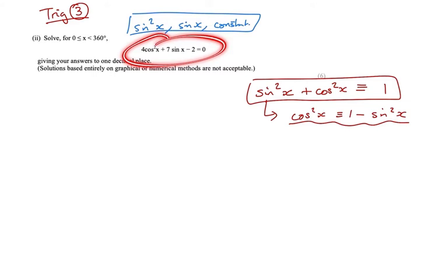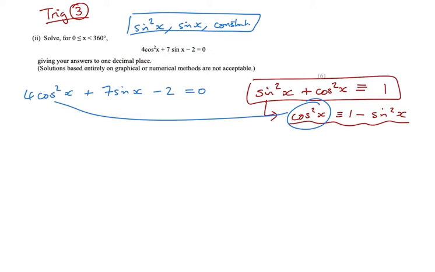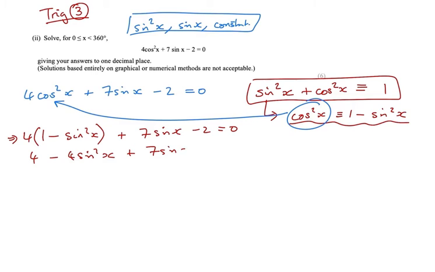So going back to my equation, we're going to make the substitution. I'm going to substitute in this cos squared x using my identity. So I get 4 lots of 1 minus sine squared x instead of the cos squared x, plus 7 sine x minus 2 equals 0. Let's expand that bracket: 4 sine squared x plus 7 sine x minus 2. And then let's just simplify. So I get 4 minus 4 sine squared x plus 7 sine x plus 2 equals 0.